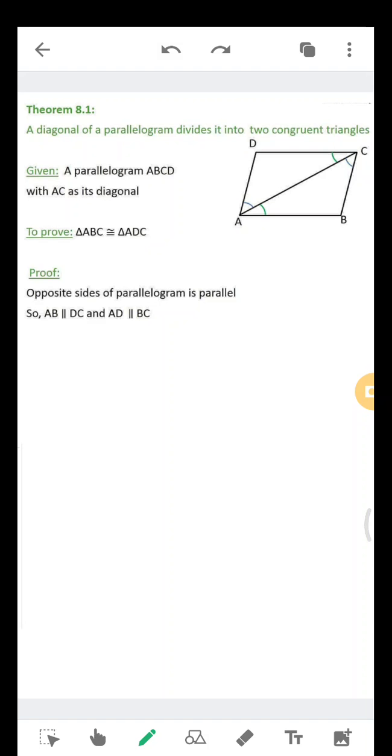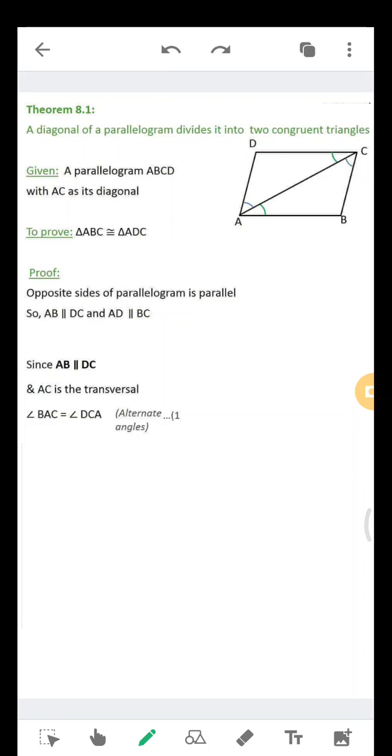I can prove that these two triangles are congruent by SSS congruency. I can say AB is equal to DC, AD is equal to BC, and AC is the common part. So these two triangles are congruent by SSS congruency also. So let's prove by any one of the rules.